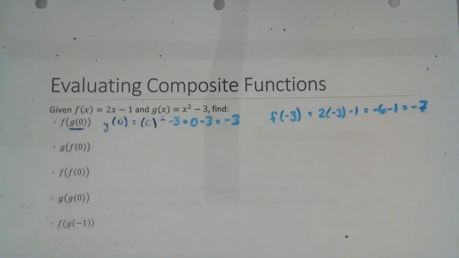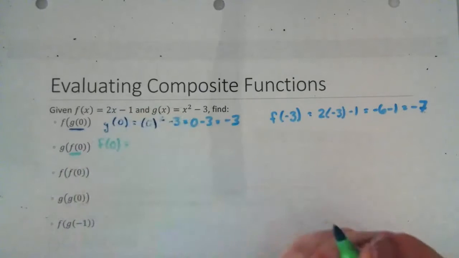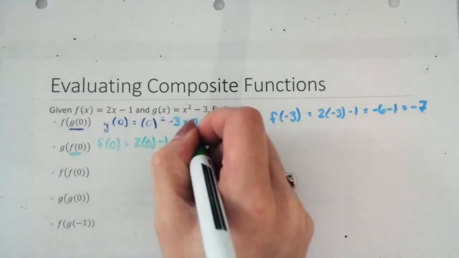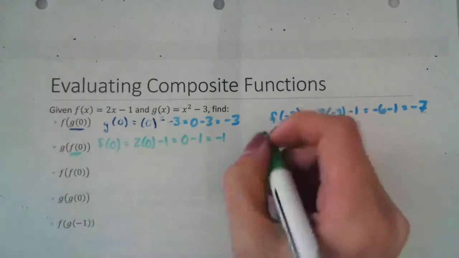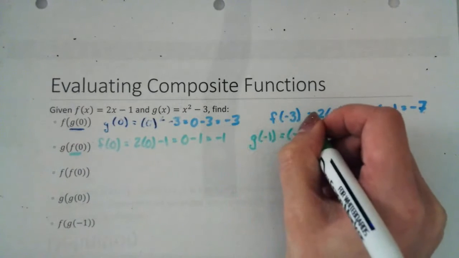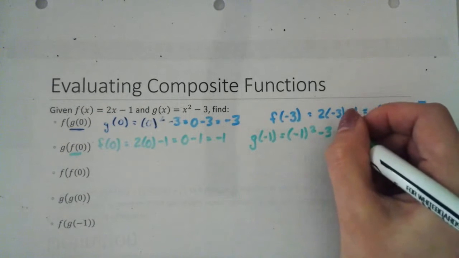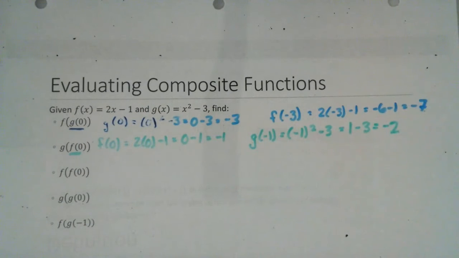Next up, we're looking for g of f of 0. So again, I'm going to start on the inside, which is f of 0. F of 0 is going to be equal to 2 times 0 minus 1, which is 0 minus 1, which is a negative 1. I'm now going to take what I got for f of 0 and plug it in to the function g. So g of negative 1 is equal to negative 1 in parentheses squared minus 3. Negative 1 squared is negative 1 times negative 1, which is a positive 1. We're subtracting 3 at the end, and that gives us a negative 2.